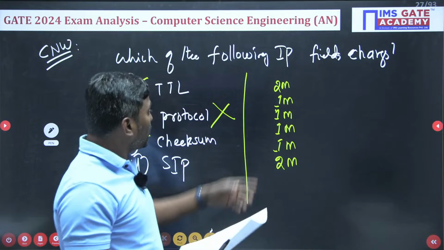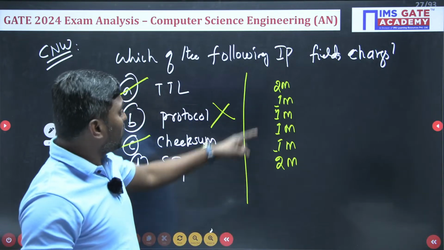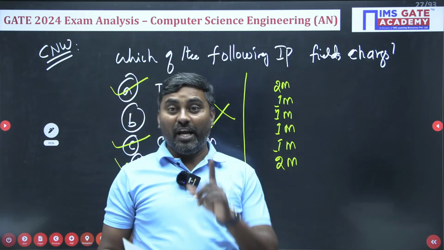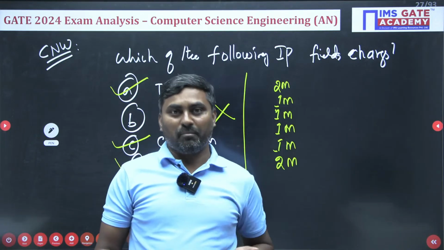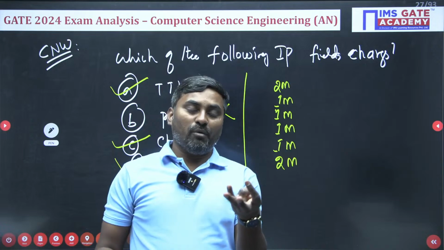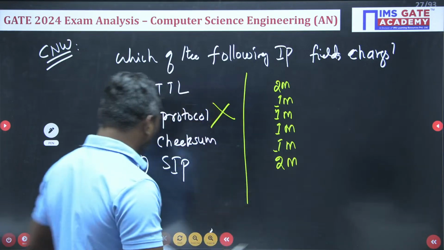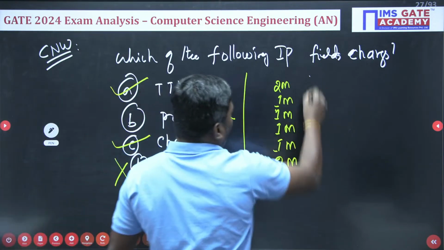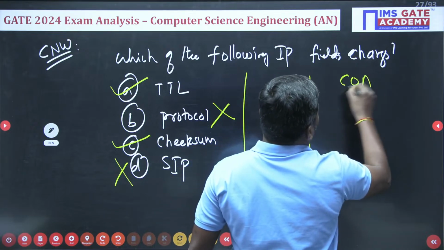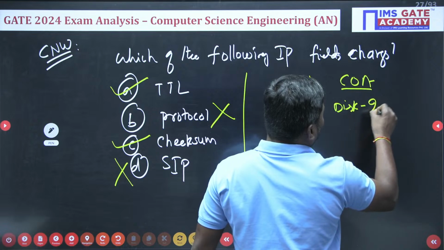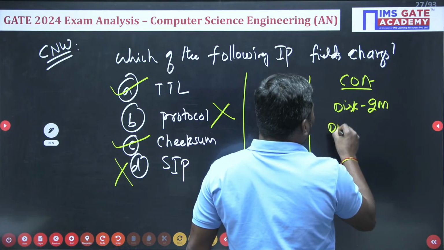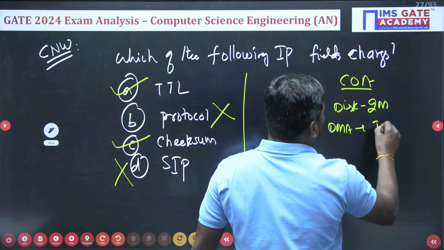So almost what I am trying to say, computer networks we got 8 to 9 marks. Similarly from computer architecture I think 10 to 11 marks came. If I talk about COA, one question is from disk, I think this is a 2 marks question. One is from DMA, it is a 1 mark question, okay.